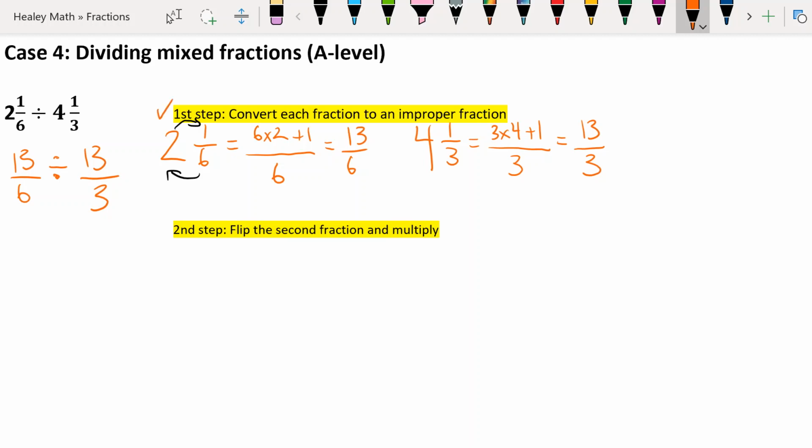Step 1 is done. Step 2 says we're going to flip the second fraction and multiply. That means we're going to flip this fraction. So now we'll have 3 over 13, and we're going to multiply.